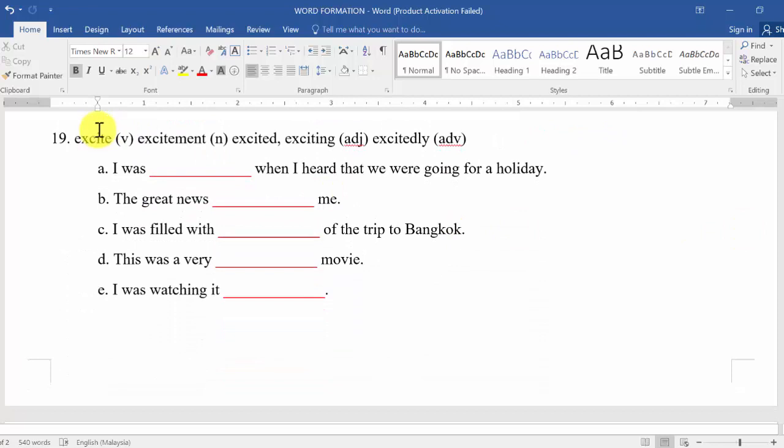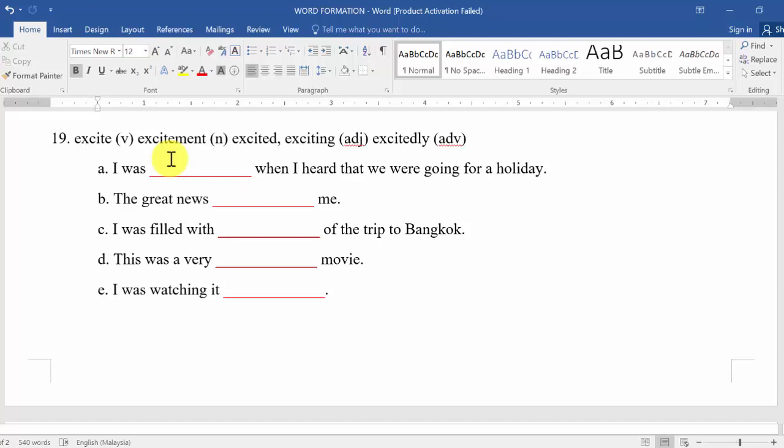Question 19. We have excite, a verb; excitement, a noun; excited and exciting, adjectives; and excitedly, an adverb. Look at the first one, excite, as a verb. Excite means the action of making someone feel happy, or making someone look forward to something. The action of making someone to look forward to a thing or an event. The action of making someone feel excited.